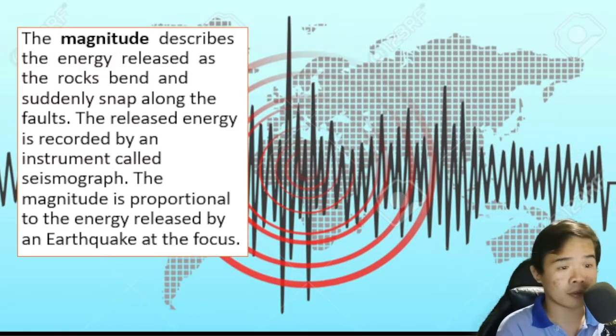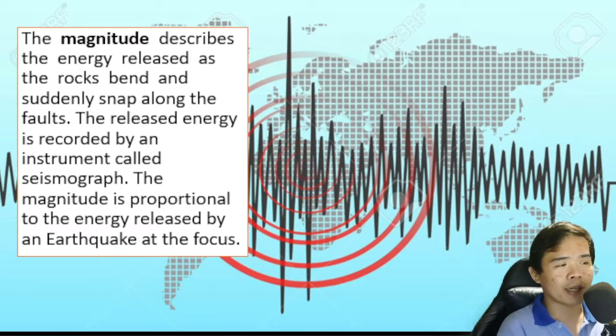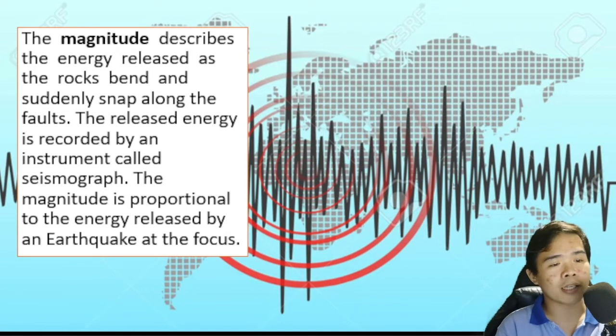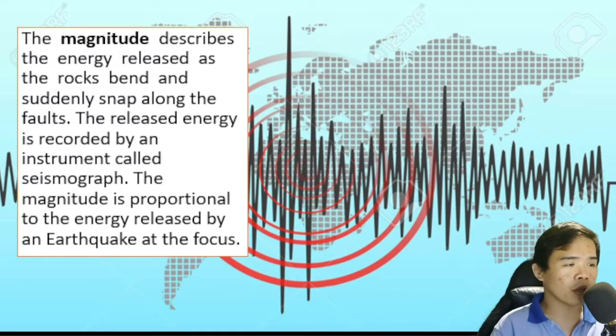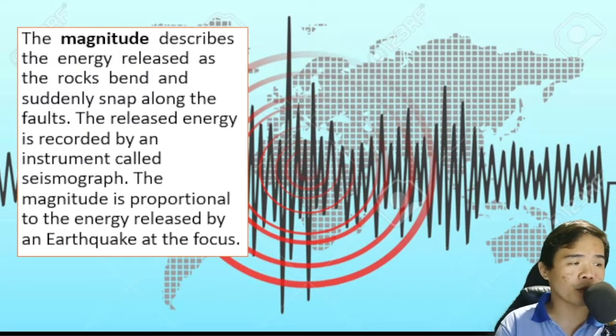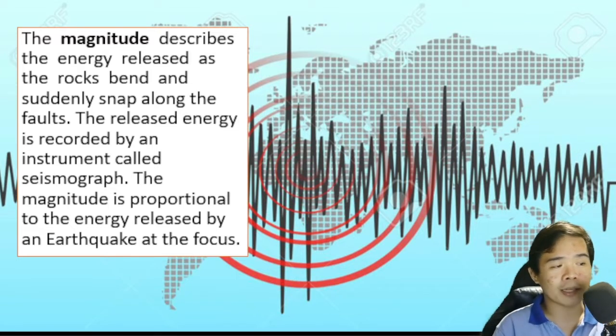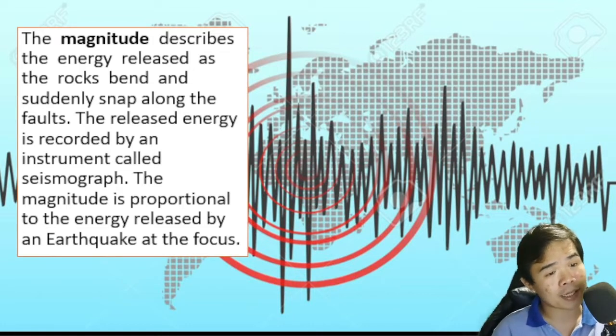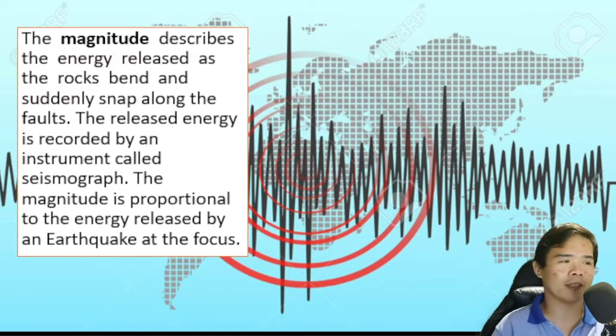Rocks do bend, but when the bending is too much, it releases energy. The released energy is recorded by an instrument called the seismograph. The stronger the seismograph reading, the stronger the magnitude, or the strength of the earthquake. The magnitude is proportional to the energy released by an earthquake at the focus. Proportional, meaning they go together. It is not just the number, but the strength that we are talking about.